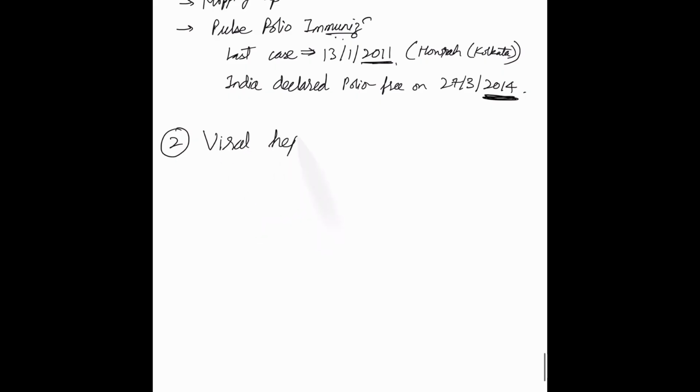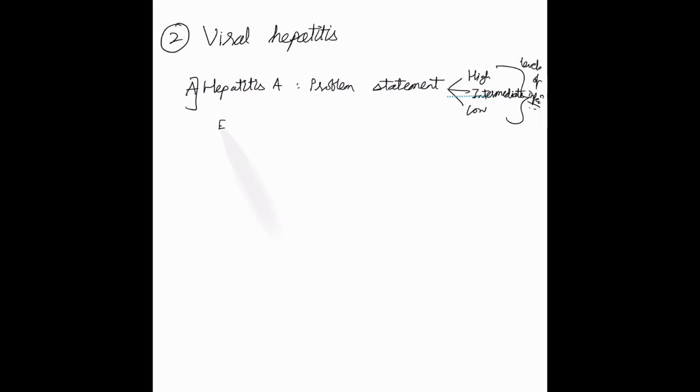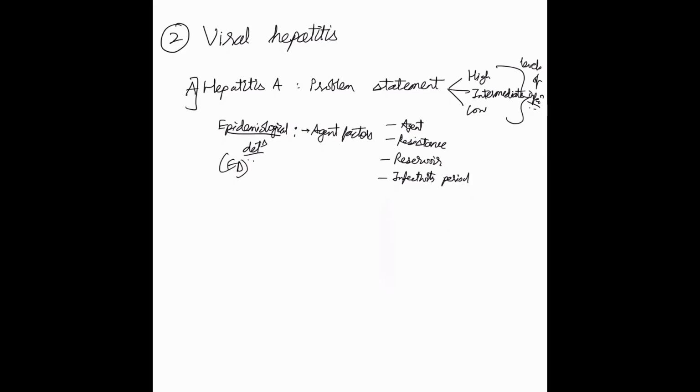Our next disease is viral hepatitis. So we deal with each hepatitis virus in detail. Hepatitis A, you know the problem statement. There are high, intermediate, and low levels of infection. And the epidemiological determinants, I'll be using these abbreviations from now on. Agent factors are AF. You should know the agent, its drug resistance, reservoir, infectivity period, infective material, and viral excretion. Host factors: age, sex, and immunity.